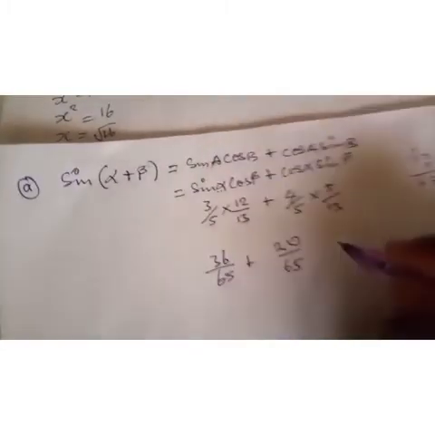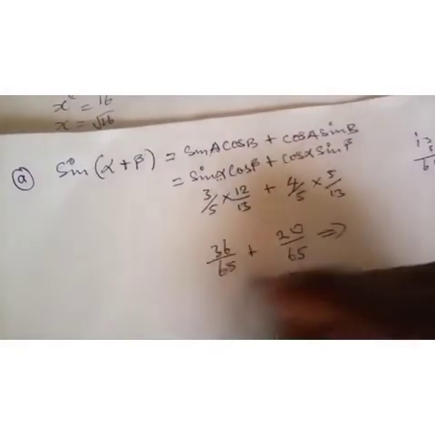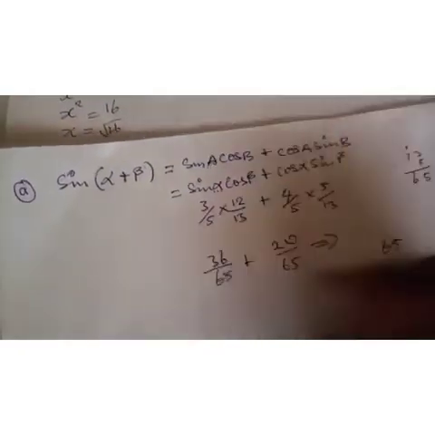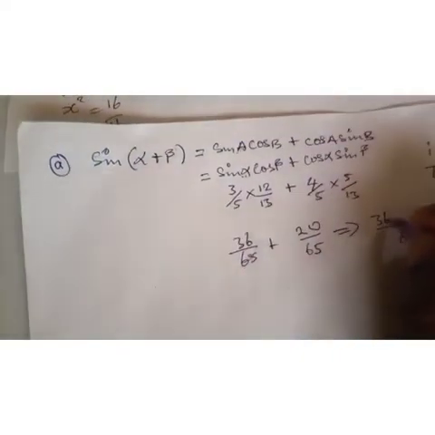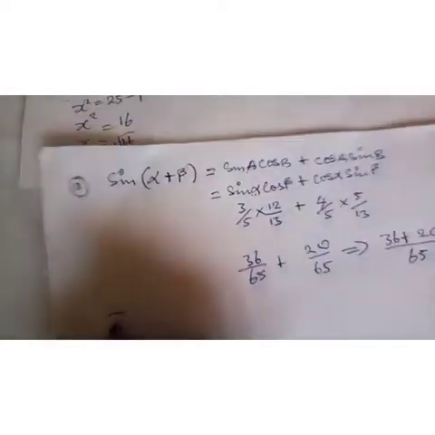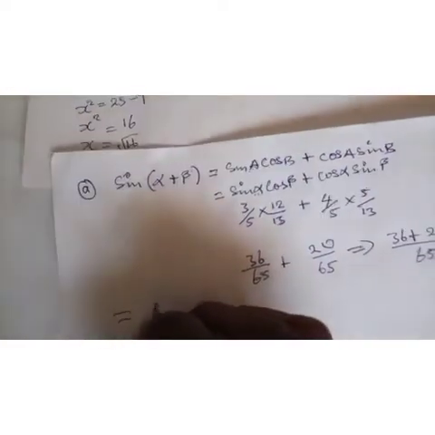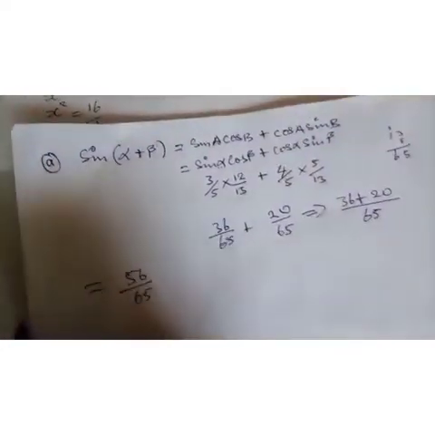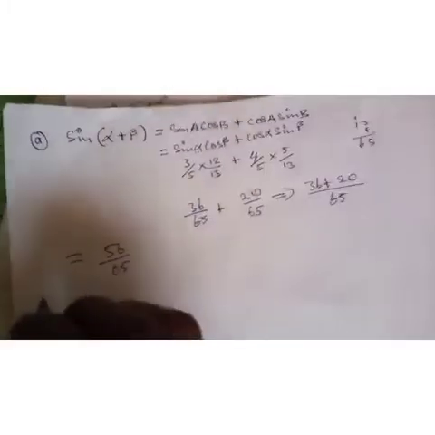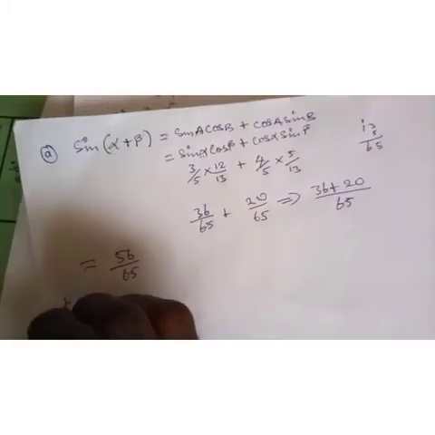20/65. So for us to find the LCM here, the common denominator is 65. Since they are the same, you will add the numerators. So it will be 36 plus 20, which equals 56/65.